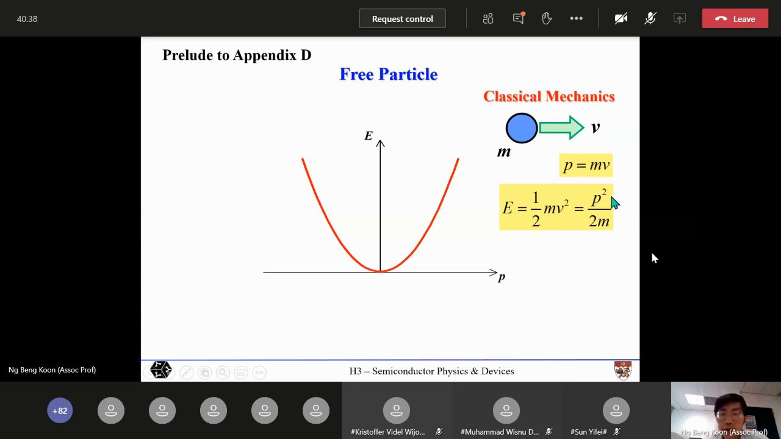So in other words, there's actually a parabolic relation between the kinetic energy of this classical particle versus the momentum. It's a quadratic relation. So if you draw a curve of energy against momentum, you actually get this parabola. Right, make sense? That's a quadratic equation. So there's a parabolic relation between the kinetic energy and the momentum of the classical particle.